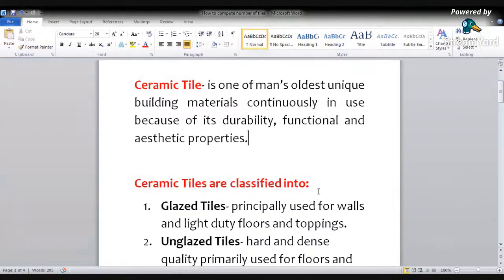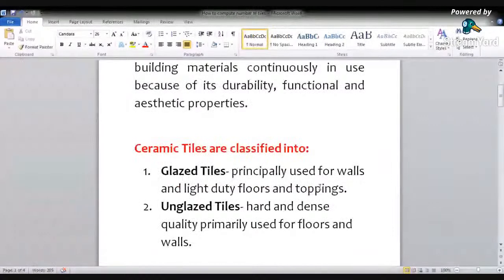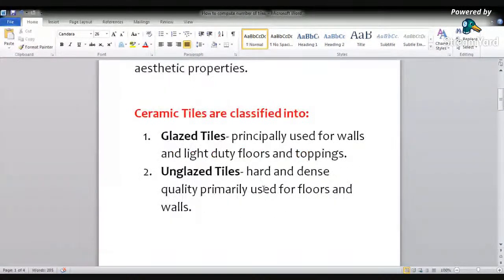Ceramic tiles are classified into two: glazed tiles and unglazed tiles. Glazed tiles are principally used for walls and light duty floors and toppings. So only for light duty floors will we use glazed tiles. Unglazed tiles are primarily used for floors and walls in hard and dense quality. So besides glazed tiles, if it's not a light duty floor, we will use unglazed tiles.